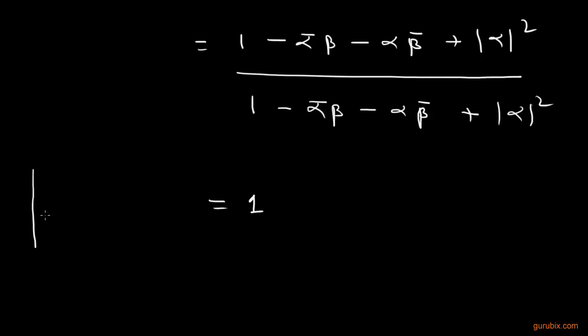Therefore |(beta - alpha)/(1 - alpha conjugate beta)| is equal to 1. So this is the solution of the question.